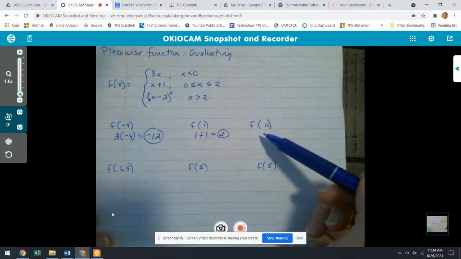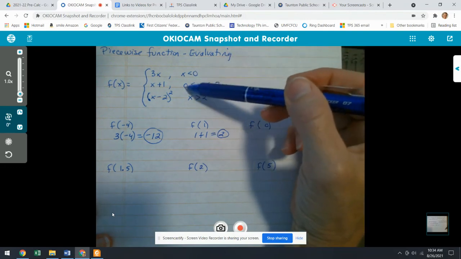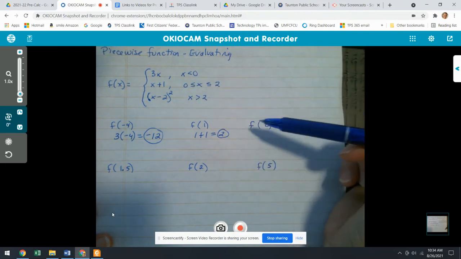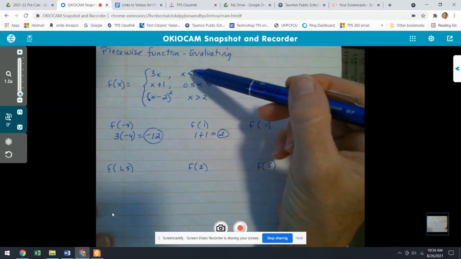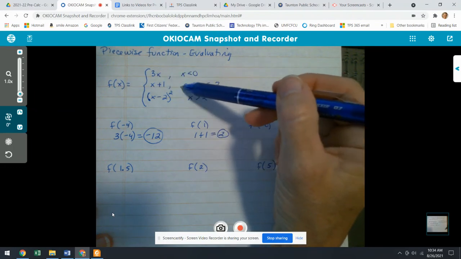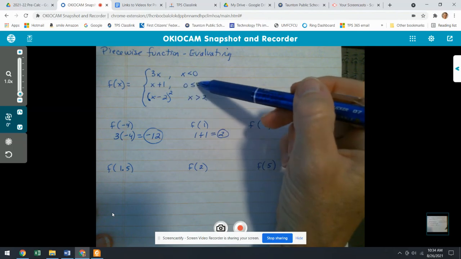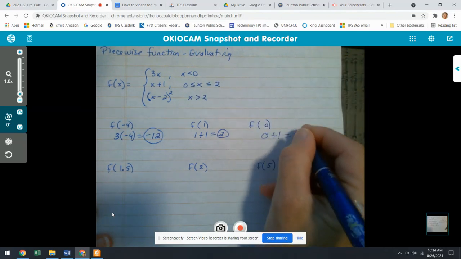Our third part of this problem, they're saying find f of 0. So I picked this number on purpose because it shows up in 2 spots. But for this part of the problem, x equals 0. Up here, x has to be less than 0. So we can't use this definition. This here says that x can equal 0. So that's what we're going to use. So x plus 1 gives us 0 plus 1.